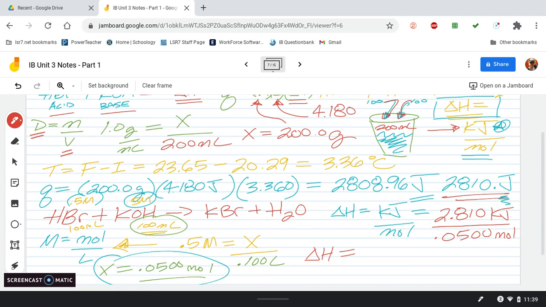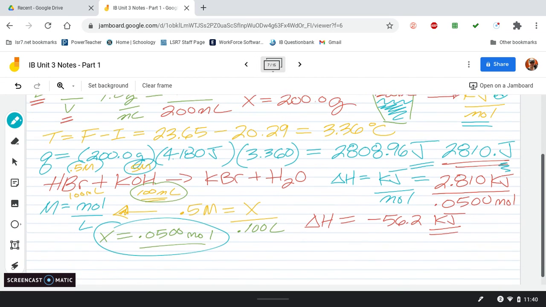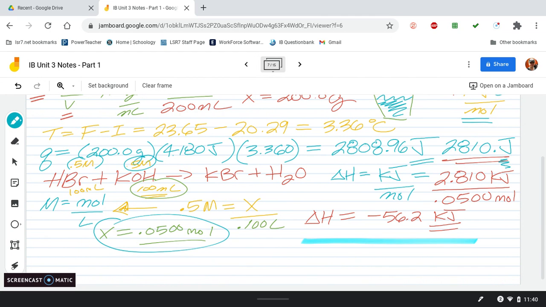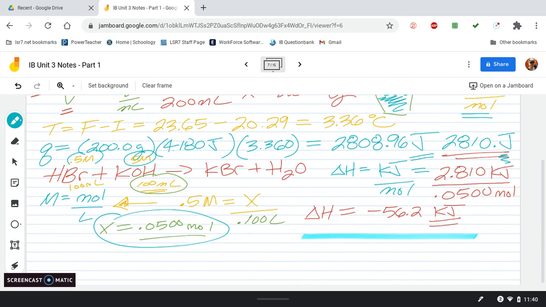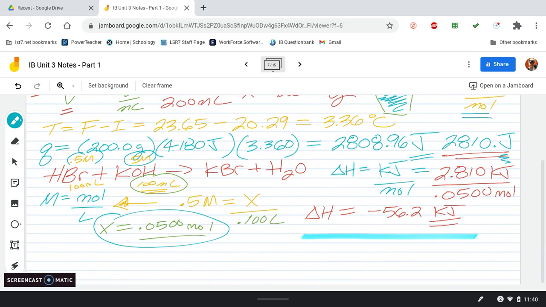But here's the trick. It's not positive, but negative 56.2. And we know that because at the very beginning we said it was an acid-base reaction, and we said that meant that the delta H would be negative. So you have to understand logically that you've got to apply that negative sign at the end, because it was an acid-base reaction. Also, it heats up. Things that heat up have a negative delta H.